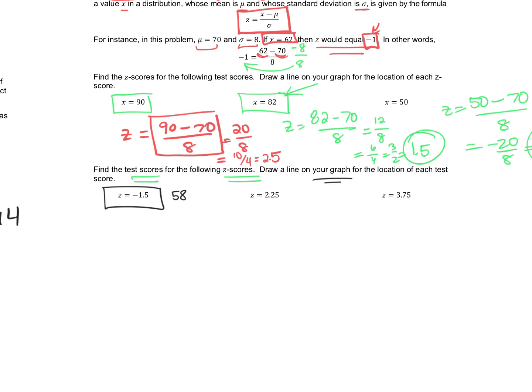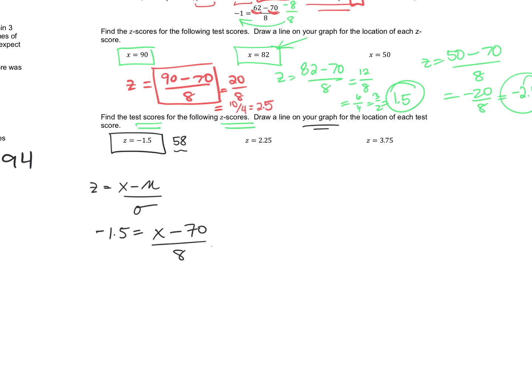Okay, so I drew a line on the graph for that location, but to use the formula, we know that z equals the data point minus mu over sigma. So -1.5 is equal to, we don't know the data point, that was my good guess, minus the mean divided by 8. If we multiply by that 8 on both sides, we're going to get -12 equals x minus 70, add the 70, and you get that 58 is equal to x, which is what we expected.